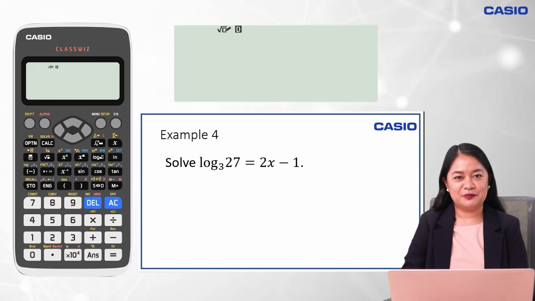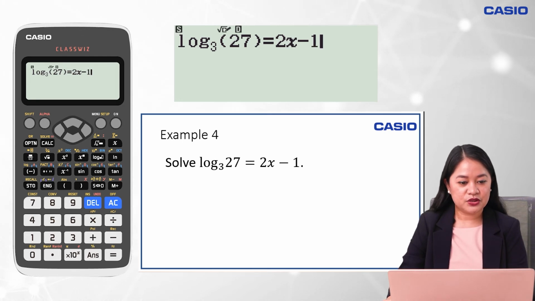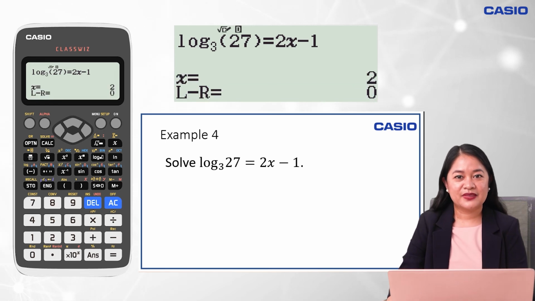Let's try another example. So we input the given logarithmic equation by pressing the following buttons: log key, 3, right arrow key, 27, right arrow key again, then to input the equal sign, we press Alpha, Calc, and then we input 2x minus 1. So to solve, we press Shift, Calc, and the equal sign. So the answer for this logarithmic equation is 2.